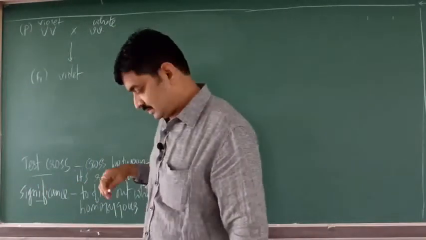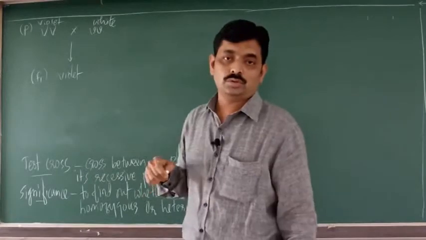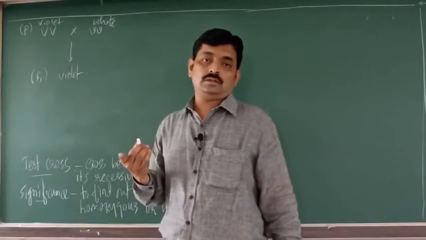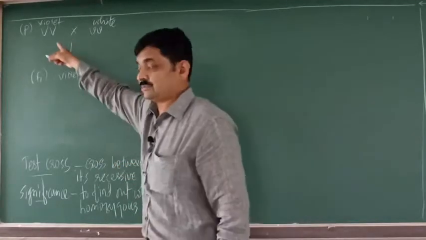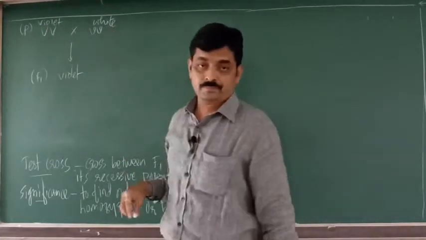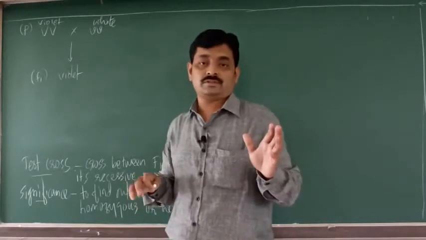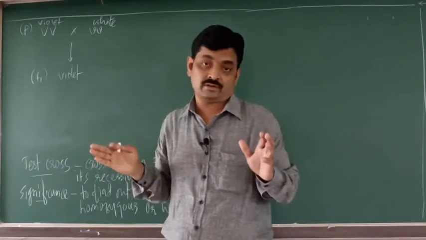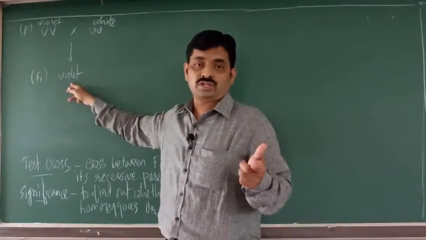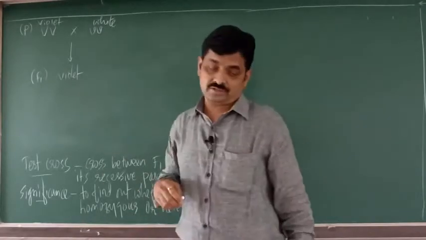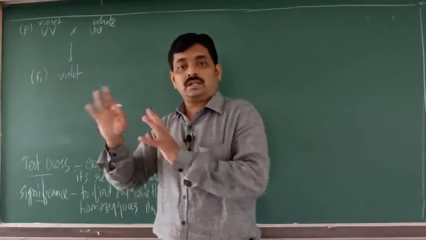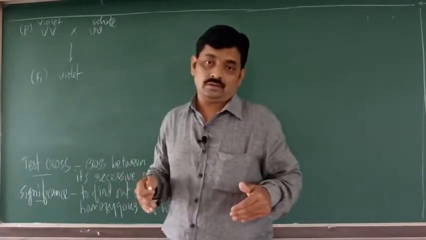So we have made a cross here. We have crossed two parent pea plants. One plant is producing violet flowers, and this plant produces white flowers. So a plant producing violet flowers is crossed with a pea plant producing white flowers. In this cross, we have obtained F1, that is the filial one progeny or first generation. It is violet. Okay.